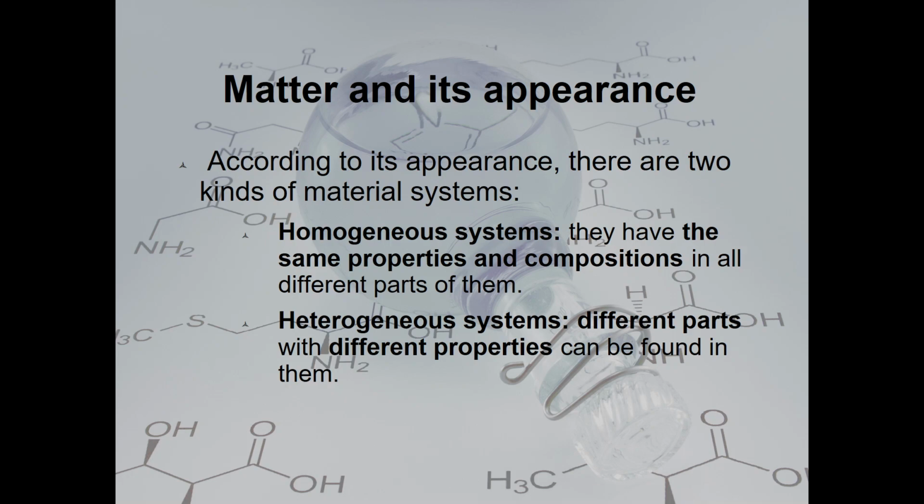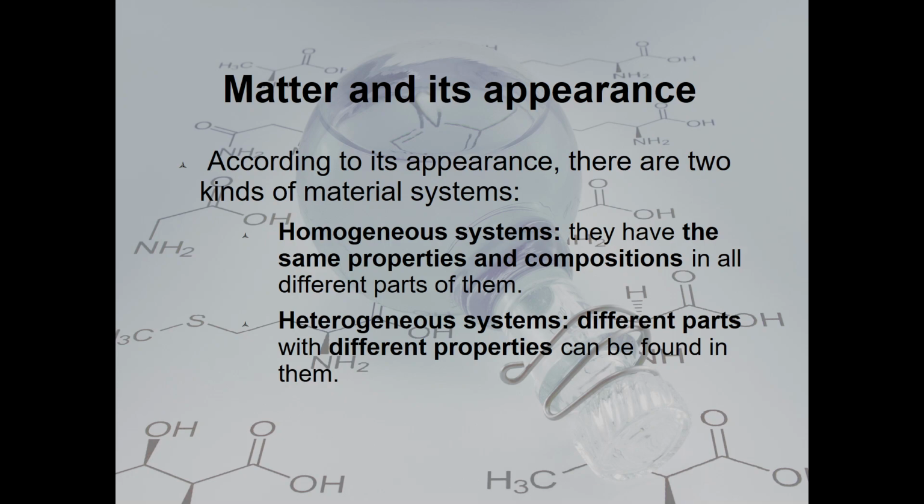Homo just means same. Hetero means different. Homosexual means same sex, and heterosexual means different sexes. Genius means type or classification.